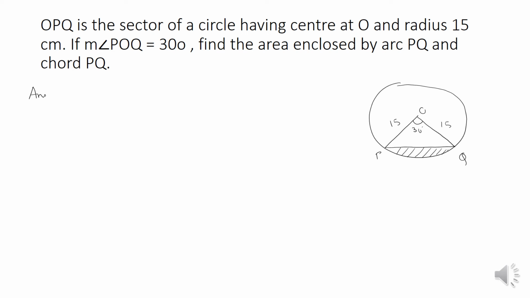So if you observe carefully, my area of shaded region will be what? Yes, area of sector minus area of triangle, correct? Area of sector minus area of triangle. Area of sector will be theta upon 360 into pi r square. R is how much? 15.